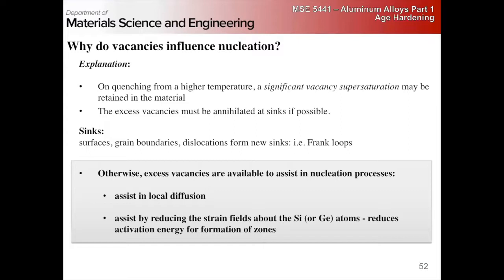If we quench from a high temperature, rapid cooling, a significant amount of supersaturation occurs. This can assist in local diffusion, and it can also reduce the strain fields around atoms, which is going to reduce the activation energy for the formation of GP zones. If our substitutional atom, like silicon or germanium, is larger than our aluminum matrix, a large number of vacancies reduces the strain of making a cluster of silicon atoms.